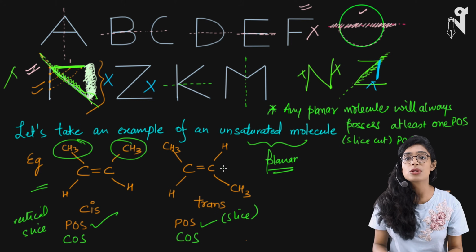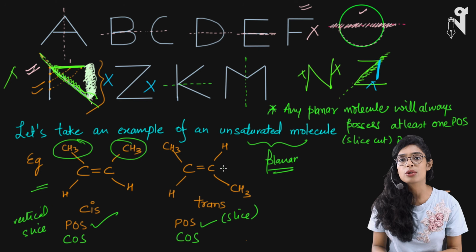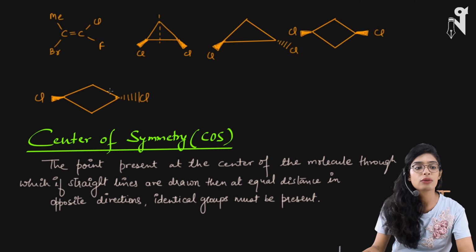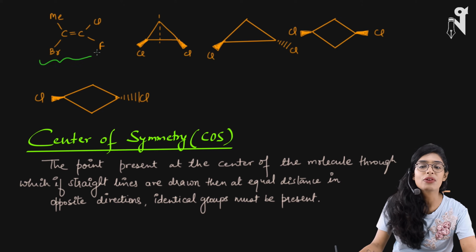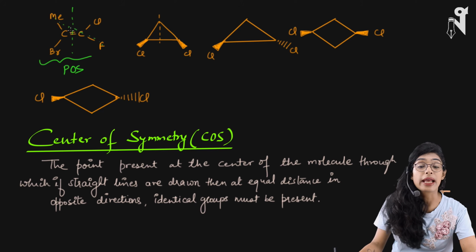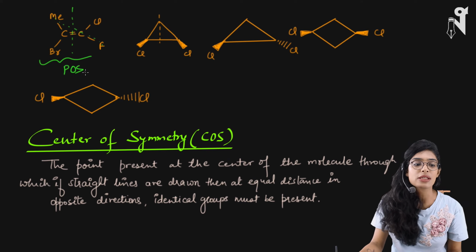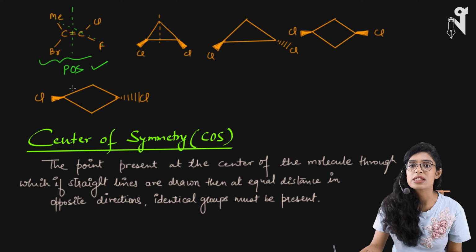Let's see a few more examples and try to figure out whether POS exists in those molecules or not. Okay, so now you have got a better idea how a planar molecule looks. Now look at this molecule and tell me whether there is a POS or not. Think about it. It has 4 different groups attached to both carbons. So if you try to cut it this way, no, you cannot cut it. If you want to cut it diagonally, you cannot cut it into two equal halves. But if you want to do the slice cut, because it is a planar molecule, you can cut it. Hence, this possesses POS.